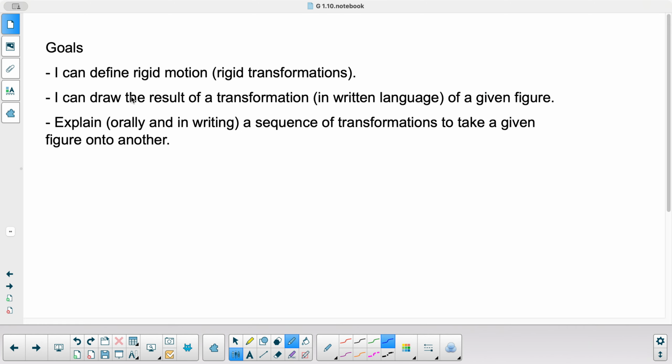All right, so back to our goals. I can define rigid motion or rigid transformations: rotation, reflection, translation. I can draw the result of a transformation in written language of a given figure. Still kind of developing this, didn't really get into too much depth with that. And I can explain orally and in writing a sequence of transformations to take a given figure onto another. Okay, again, still kind of developing in this lesson, but we will do more and more as we keep going. So check out my next couple lessons as we go.